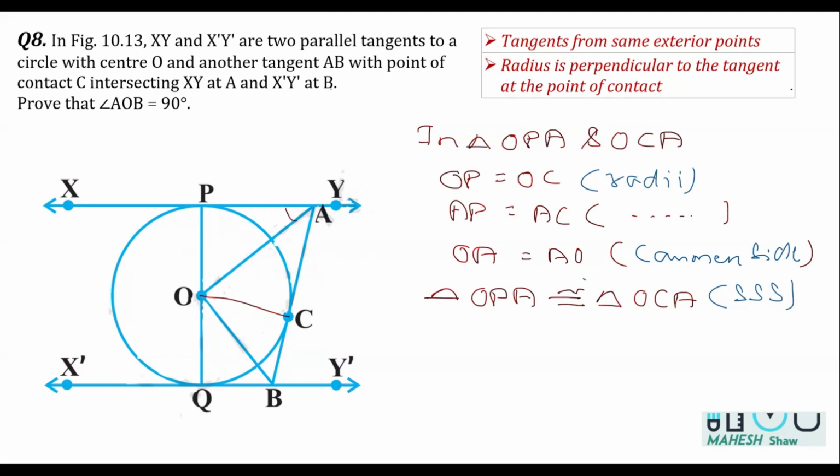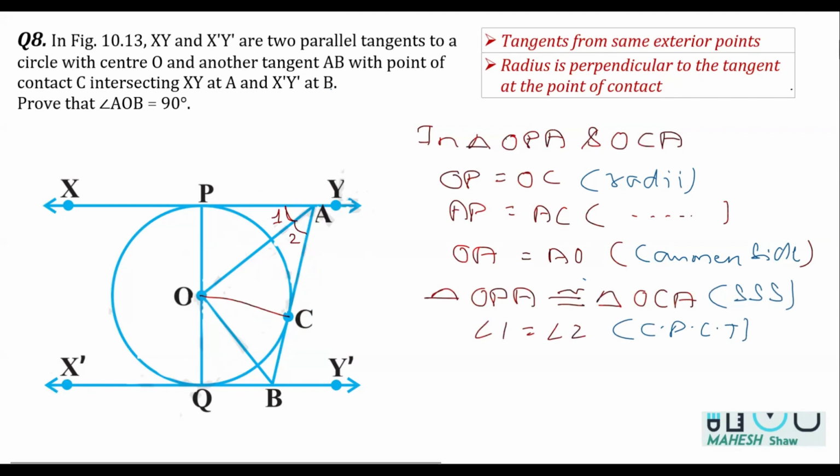Now we can write this angle is equal to this. That is angle 1 is equal to angle 2. So we'll write angle 1 is equal to angle 2. And the reason is CPCT, that is corresponding parts of congruent triangles.